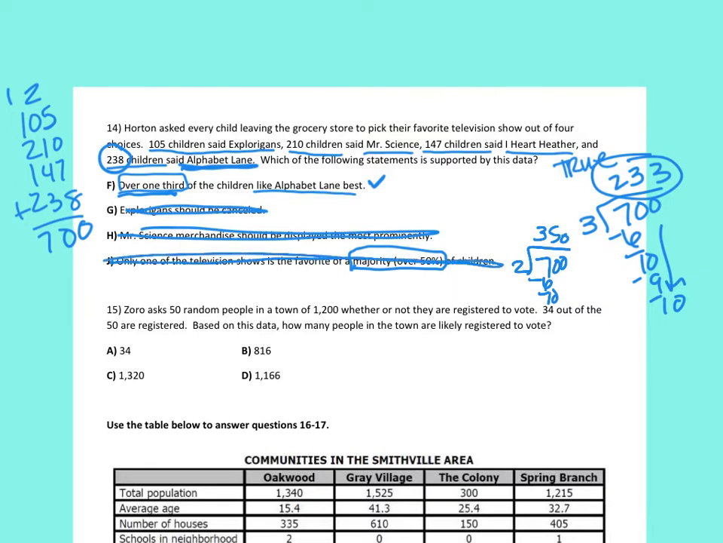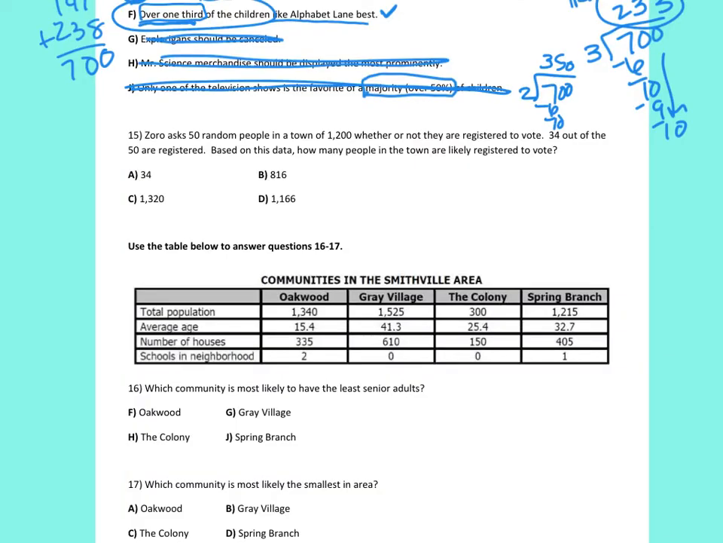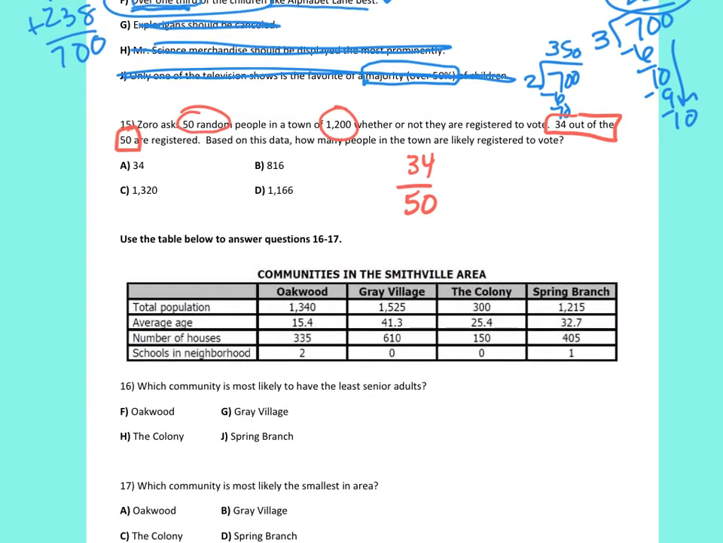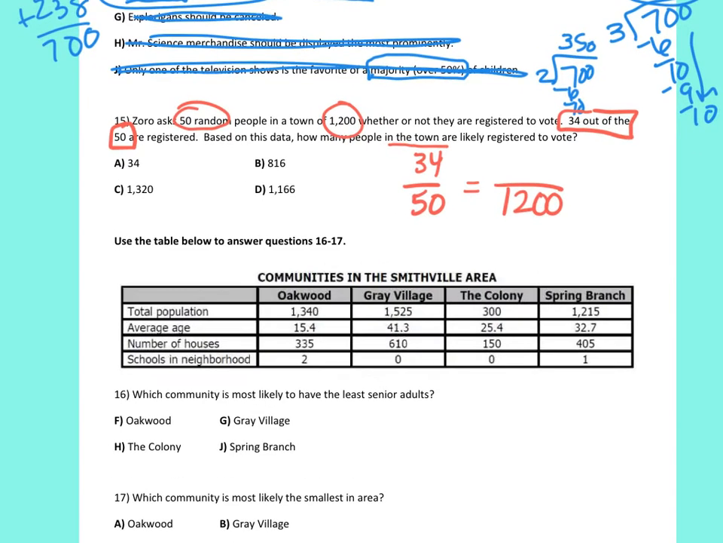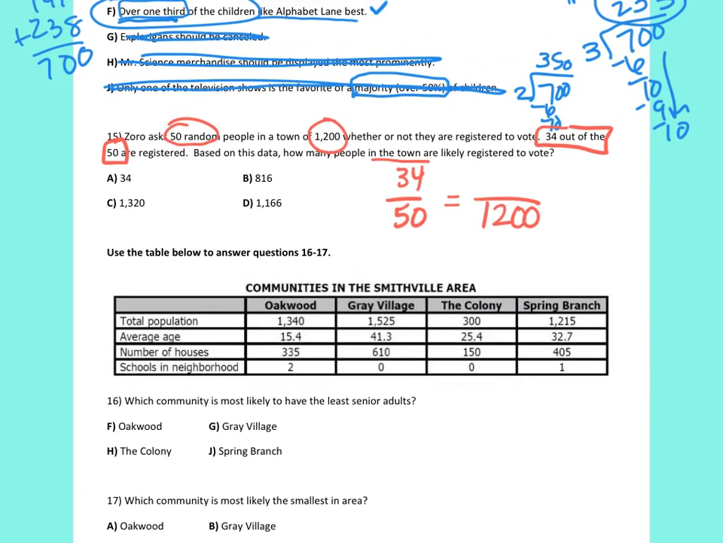Number 15, Zorro asked 50 random people in a town of 1,200 whether or not they are registered to vote. 34 out of the 50, that should be your first step, are registered. Based on this data, how many people in the town are likely to register? So how many people total were in the town? 1,200. That should be on the bottom because that's the total amount of people. 34 out of 50.